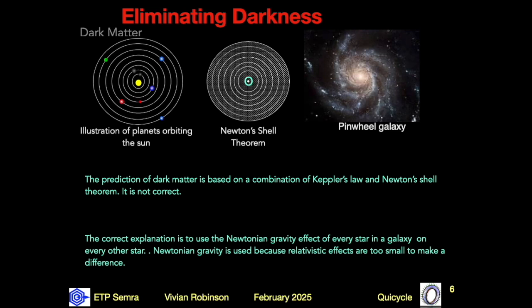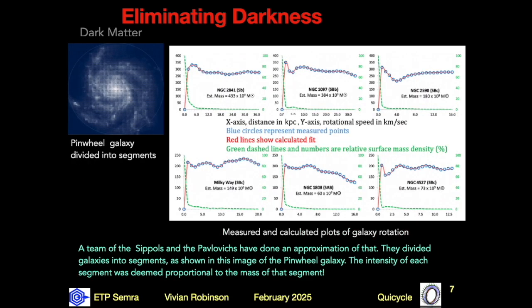The mathematicians were using a theory to predict dark matter that was not correct. The correct theory is to use Newtonian gravity effects for every star in a galaxy on every other star. Newtonian gravity is used because relativistic effects are too small to make a difference. A team of Sipol's and the Pavloviches has done that as an approximation. They divided galaxies into segments as shown in this image of the pinwheel galaxy. The intensity of each segment was deemed to be proportional to the mass of that segment. They used a computer to calculate the effect of gravity generated by every segment on the mass of every other segment. The results are shown on the right.